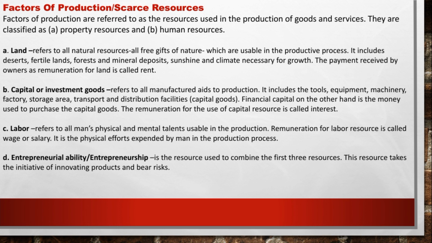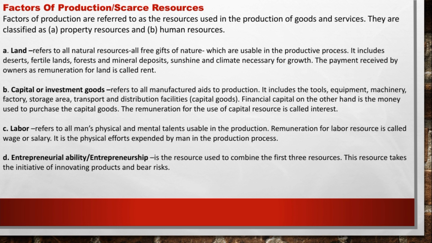B. Capital or investment goods. It refers to all manufactured aids to production. It includes the tools, equipment, machinery, factory, storage area, transport and distribution facilities, capital goods. Financial capital, on the other hand, is the money used to purchase the capital goods. The remuneration for the use of capital resources is called interest.